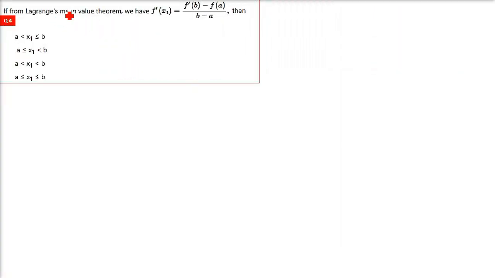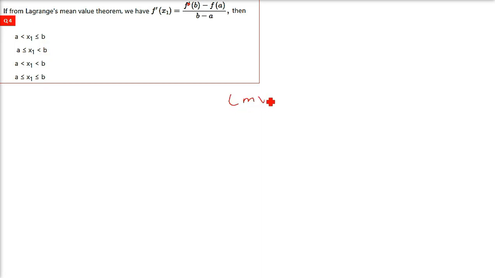If from Lagrange's mean value theorem we have f dash x1. So the only thing here you have to understand is we are talking about x and c up till now, but in this question it is specifically given that it is x1. So fb minus fa by b minus a is equal to f dash x1. x1 we are talking about as x and c.